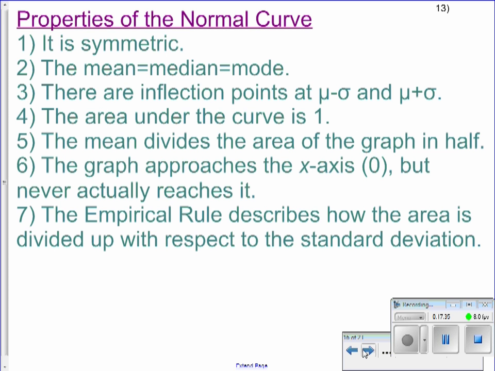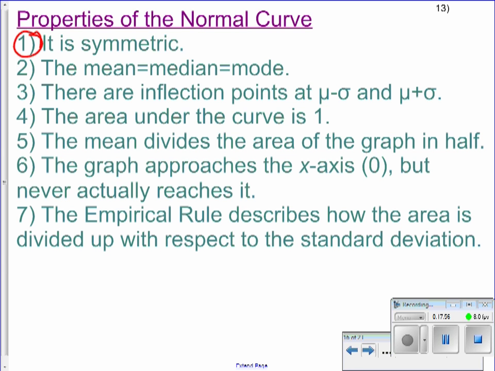Any other question? Next question asks about properties of the normal curve. I asked that you write down the 3 that you thought seemed to be the most important. There are 7 total properties that you can see listed here. The ones that I think are the most important, or the most helpful, first of all, is the fact that it's symmetric.